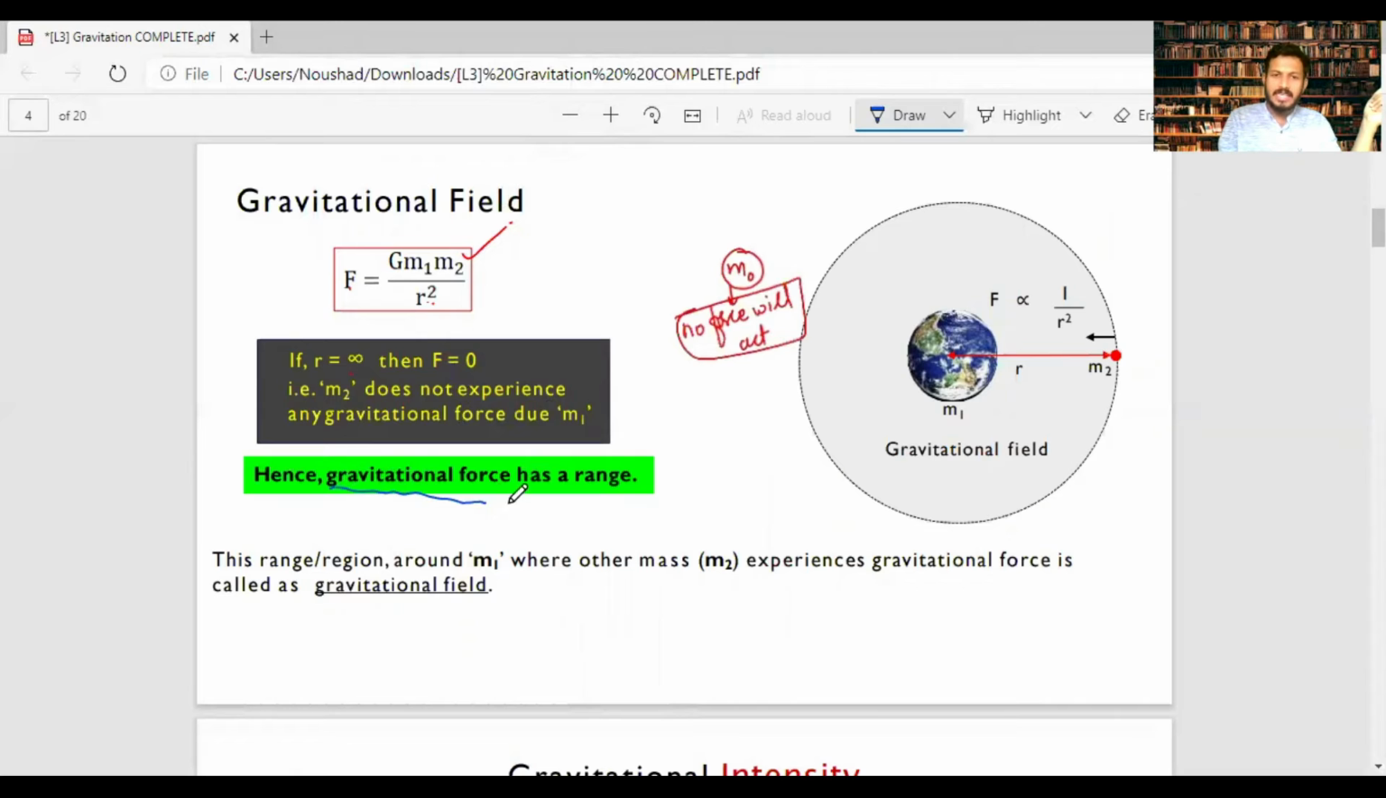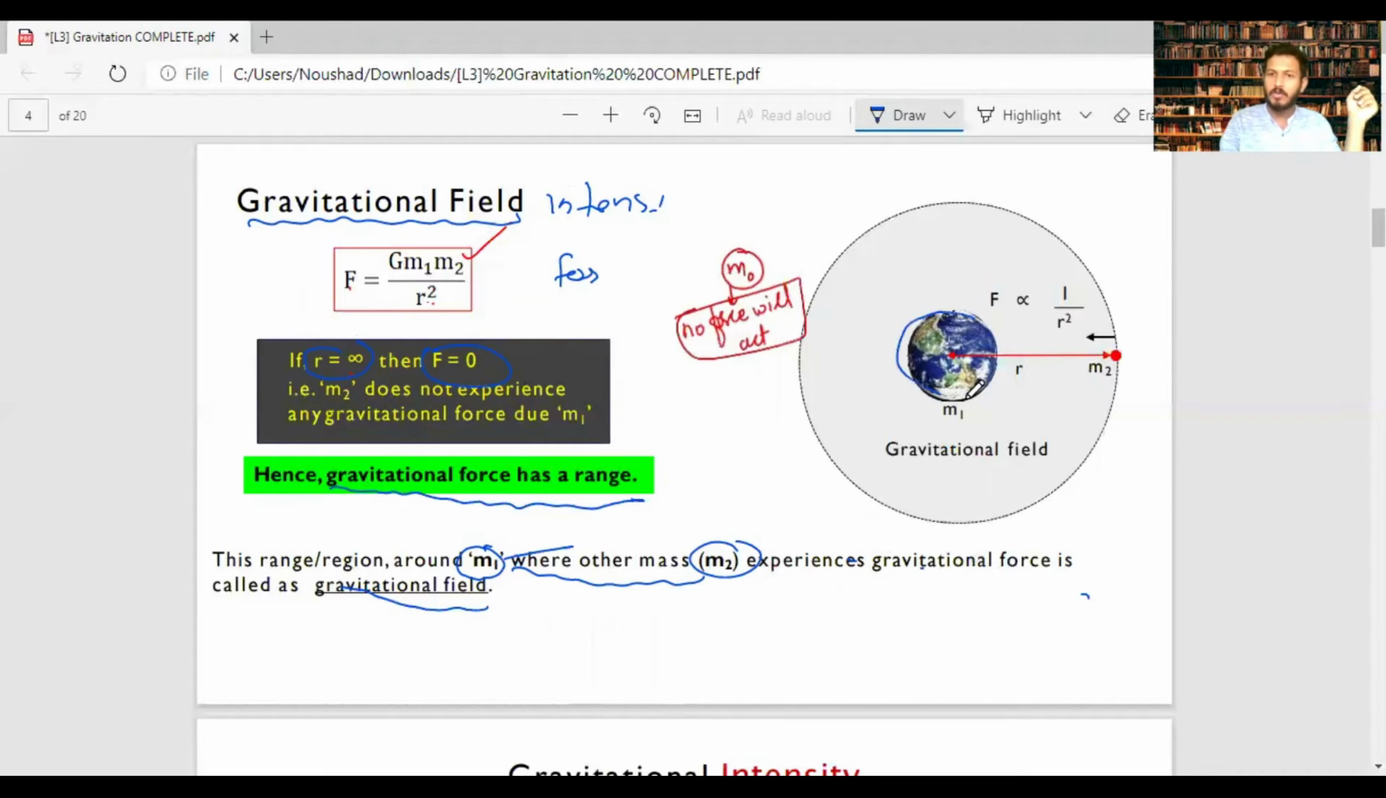Gravitational field has a range. What it means is, at r equal to infinity, force is zero. There is no force. When distance increases beyond a limit, there is no force. That means there is no gravitational field, and also no gravitational field intensity. All are zero. This range or region around M1, where the mass M2 experiences gravitational force, is called gravitational field.